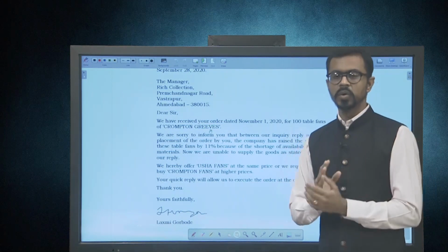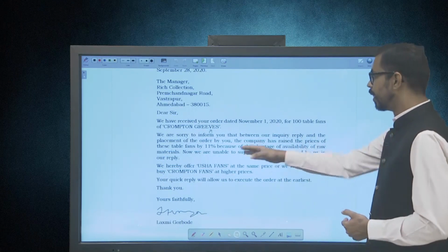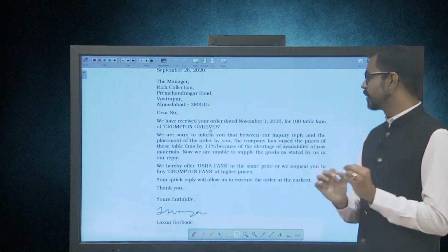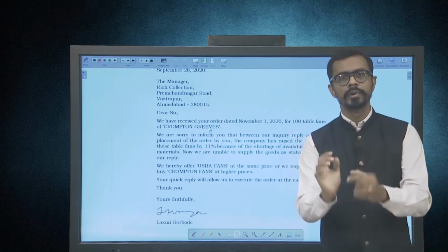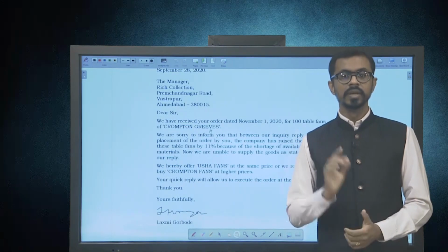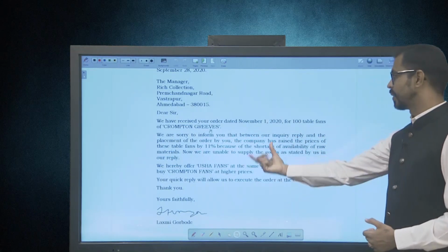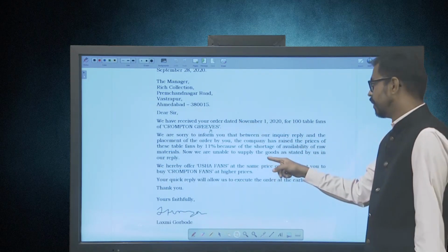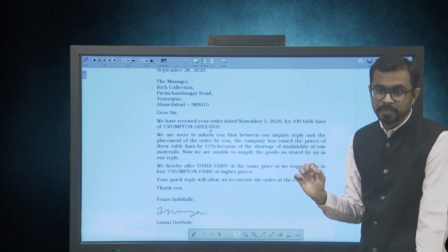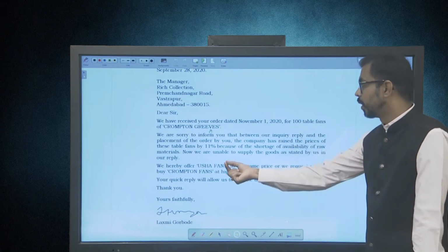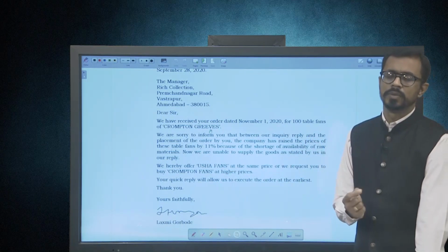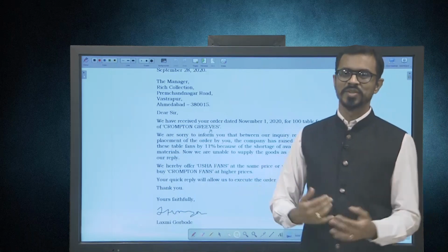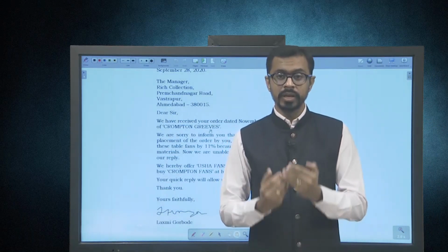So again, concrete details are to be included. Now we are unable to supply the goods as stated by us in our reply. We hereby offer Usha fans instead of Crompton Greaves. Now we are offering Usha fans at the same price. Or we request you to buy Crompton fans at higher prices. Whatever you choose, because the customer is the king. So we give you two options.